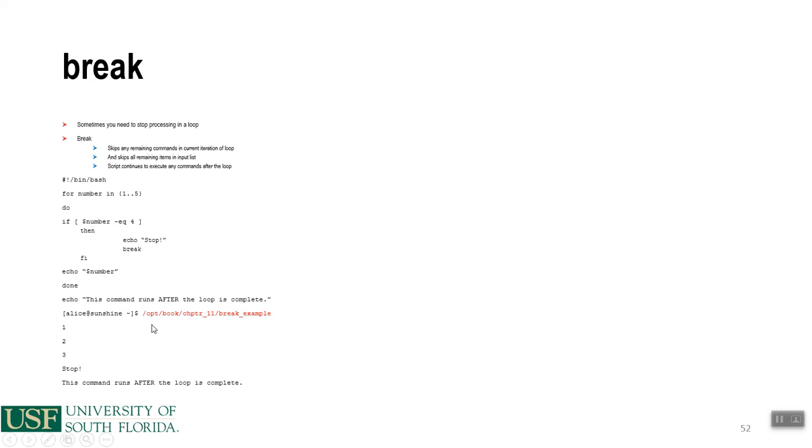So you can think about it: it's printing out 1, 2, 3, then the number is equal to 4. Then we want to stop. Then this command runs after the loop is complete, and we go ahead and print that out accordingly. So we can actually break the loop after we've met a particular condition.